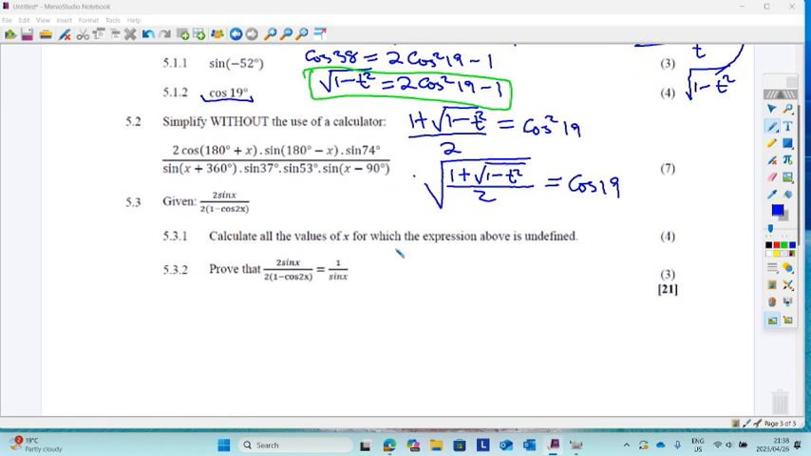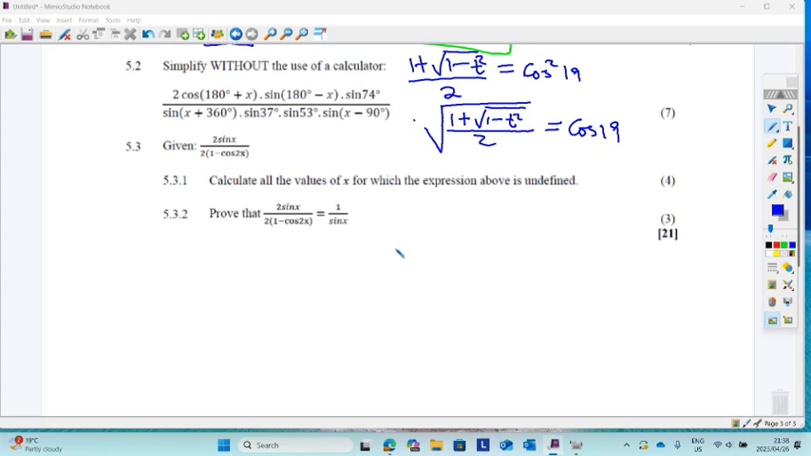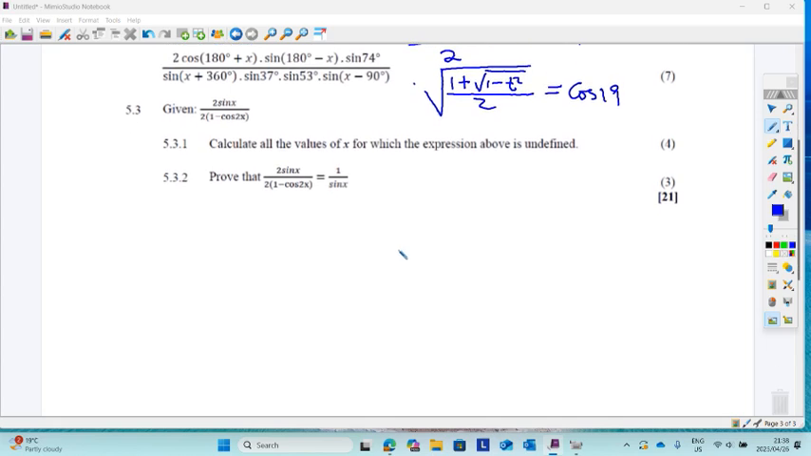Question number 5.2, simplify without the use of a calculator. Let me write it here. This is equal to, we are simplifying this whole thing. So we start with 2 cos of that. This is 2 cos(180 plus x).